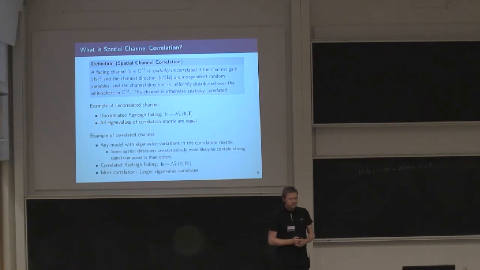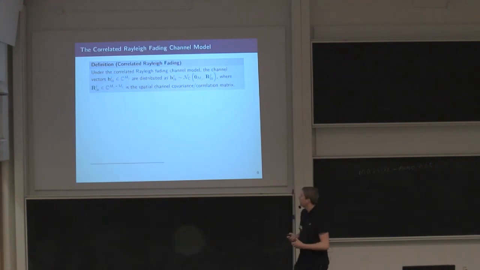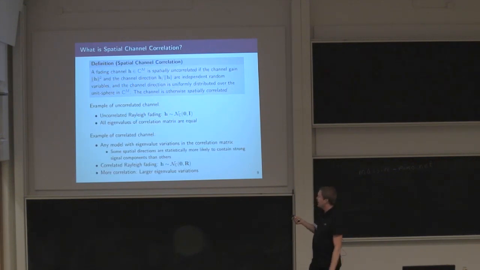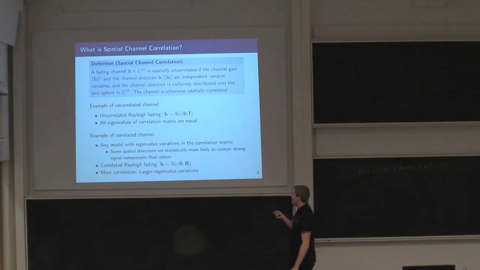Yes. In a real environment, don't you have a partly spatially correlated channel? In some directions they are correlated, and in some directions they are not. Yeah, absolutely. In general, any model where we have some kind of eigenvalue variations in the correlation matrix will have some kind of spatial directivity. So in certain directions it will be more likely that the channels are pointing, and in other directions it is less likely. That could, for example, be that you have two different levels: some eigenvalues have the same value, some others are much smaller. Any type of shape on the eigenvalues would give you some kind of spatial correlation.